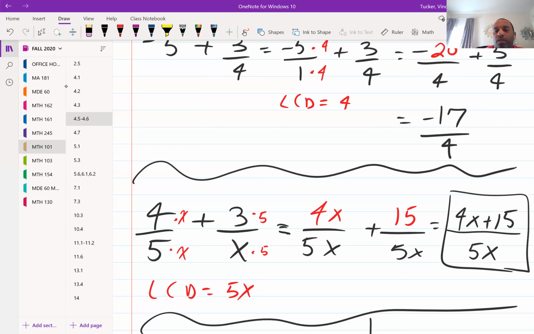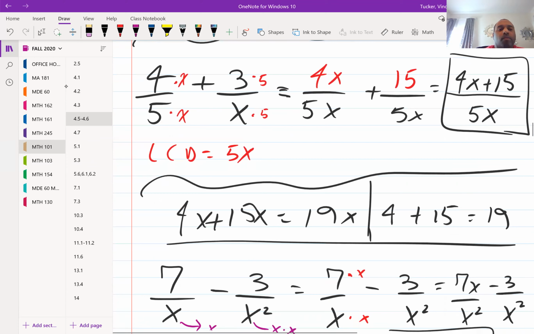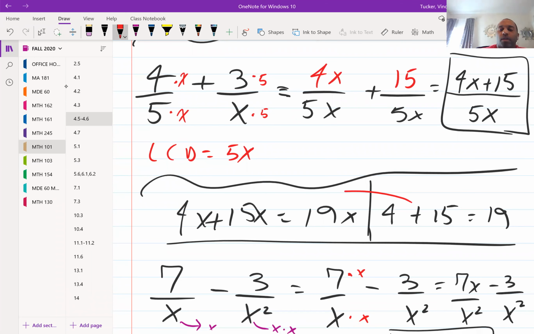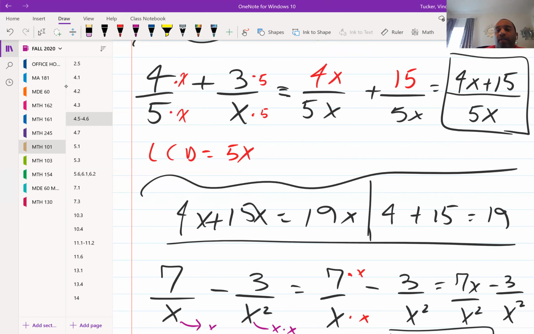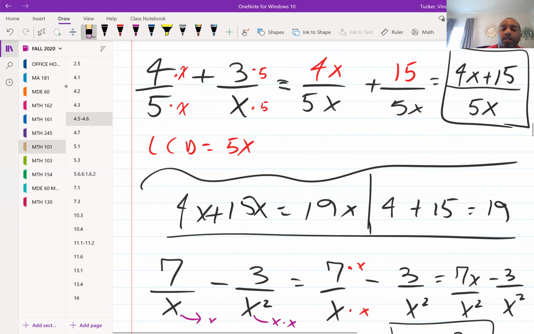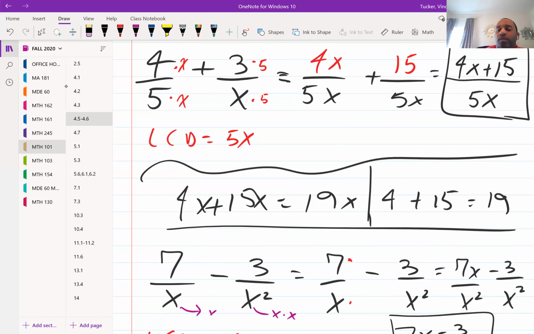All right, any questions? Here we're just talking about like terms. If I was going to be able to add them, I would need both of them to either have x or both of them to not have x. So 4x plus 15x would have been 19x. Of course, 4 plus 15 is 19. So either one of those had to be the case in order for me to add them together. But since that wasn't the case, that's why they both stayed. And it was just 4x plus 15.